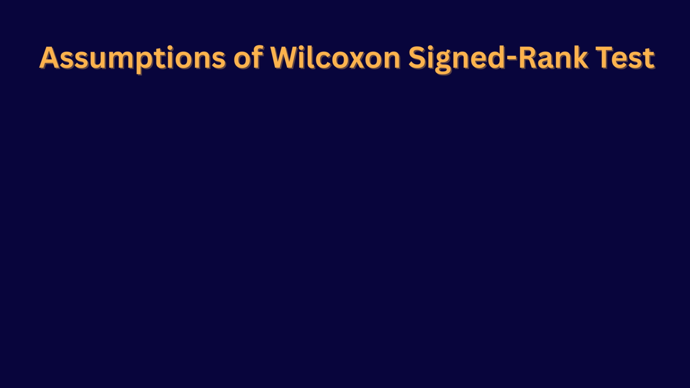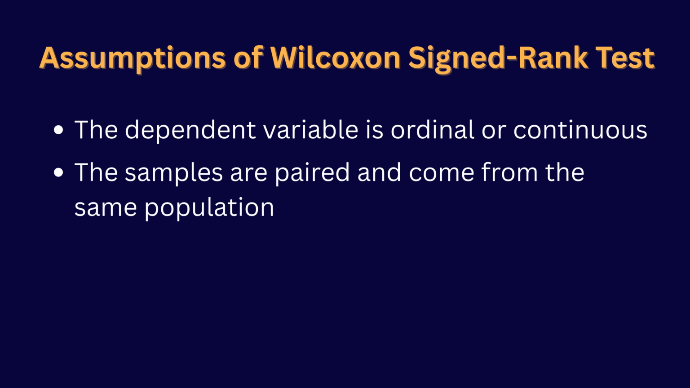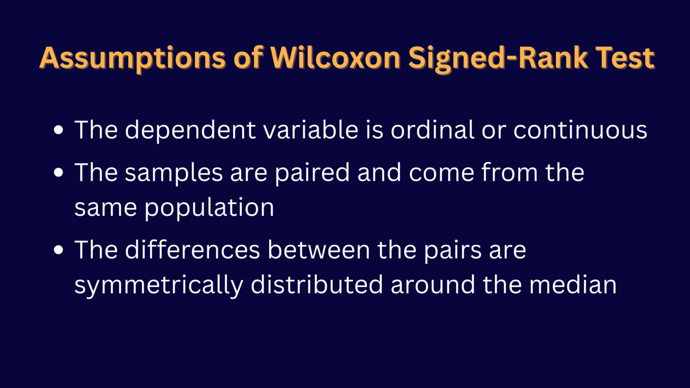So the assumptions of the Wilcoxon Signed Rank Test are: the dependent variable is ordinal or continuous. The samples are paired and come from the same population. The differences between the pairs are symmetrically distributed around the median. This test doesn't require the data to be normally distributed, which is what makes it so useful.